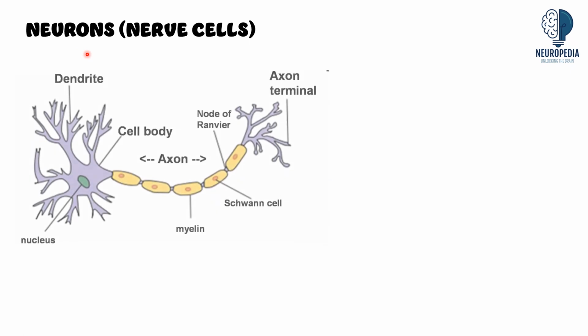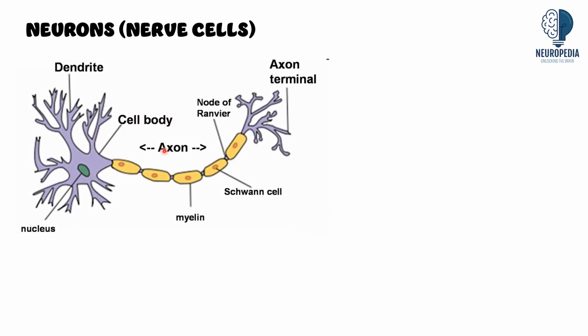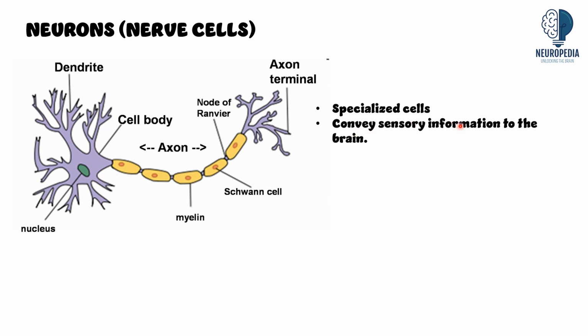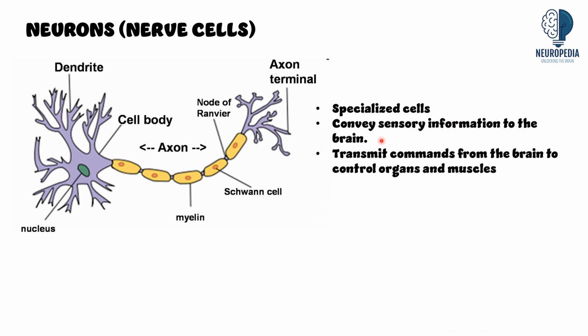Let's study more about neurons. Neurons are the fundamental building blocks of the nervous system, responsible for transmitting and processing information through electrical and chemical signals. They come in various shapes and sizes, each with specific functions that contribute to the overall functioning of the nervous system. So these are the specialized cells. They convey sensory information to the brain. They also transmit commands from the brain to control organs and muscles.